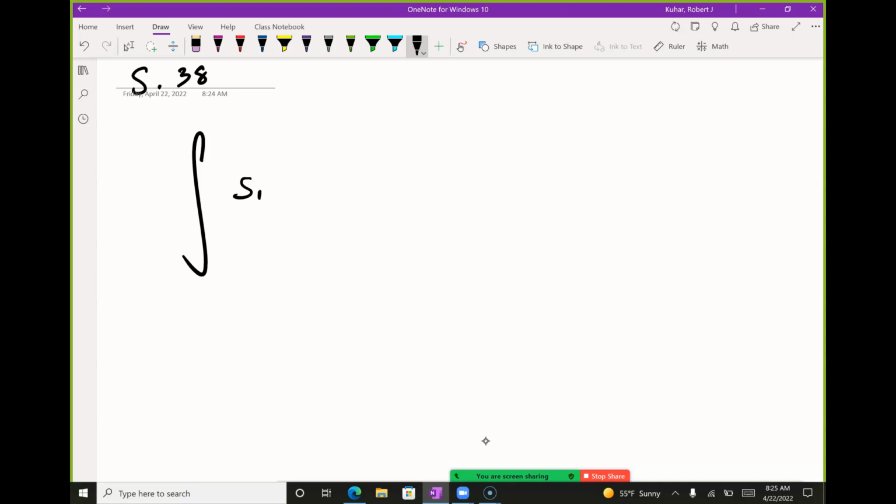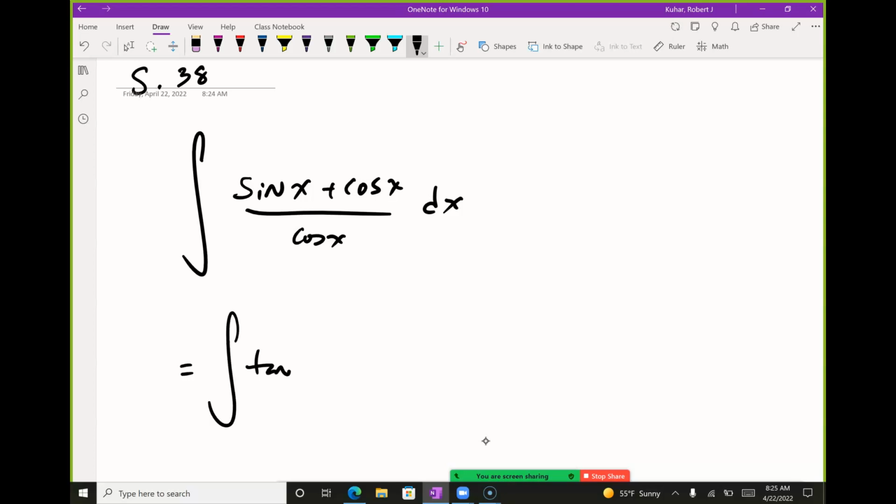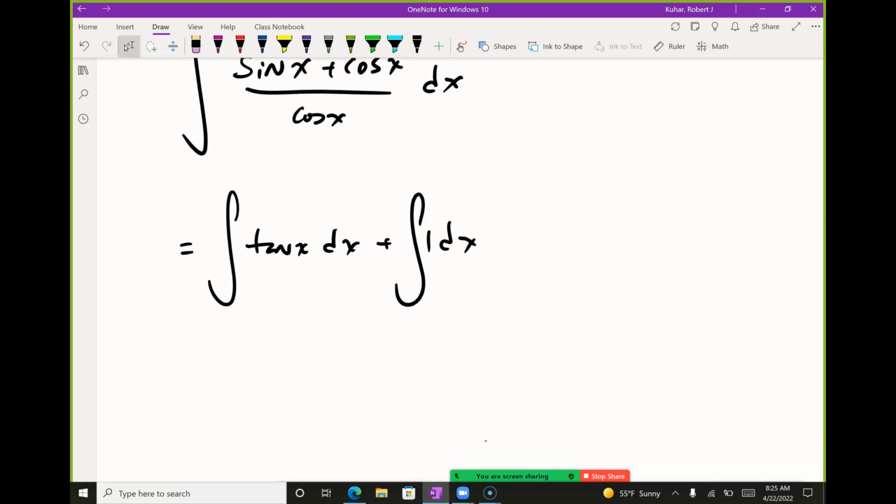Nice. So 38: sine x plus cos x, that quantity all over cos x. You can see it's hinting at a divide and conquer, right? Because you clearly see when you get cos over cos, you get 1. So it should be really obvious that we now have the integral of tan of x plus the integral of 1 dx, right? Sine over cos is tangent, cos over cos is 1. Divide and conquer in my head. Be careful about doing things in your head, right?